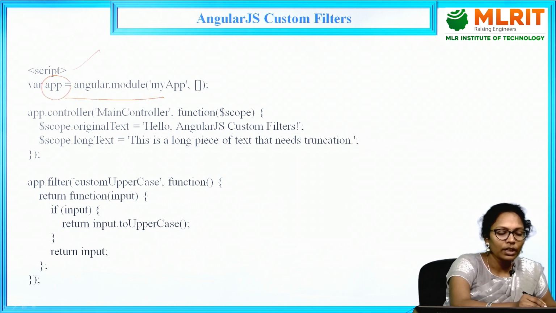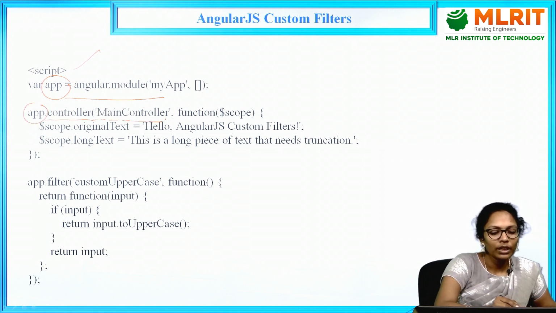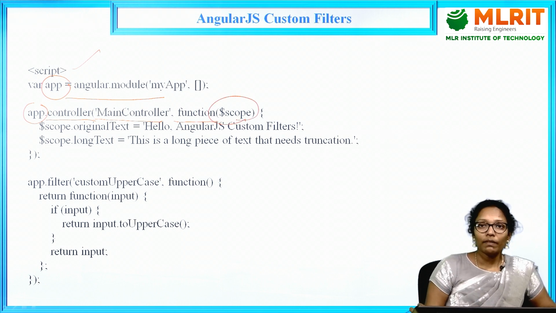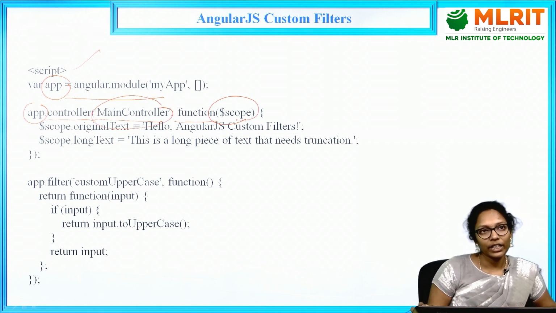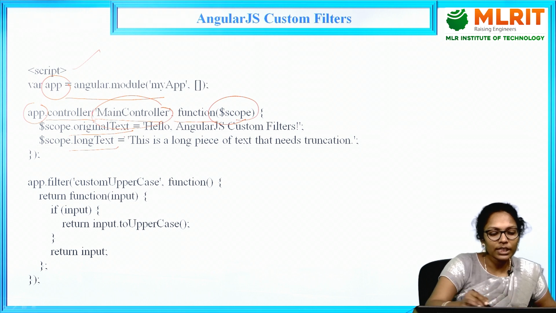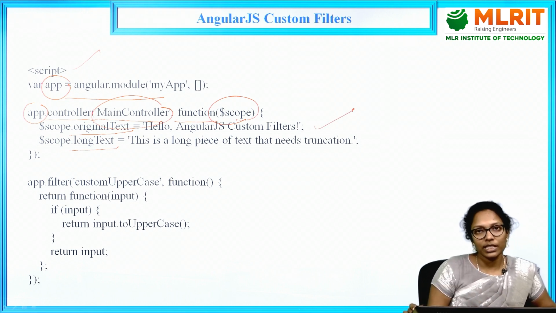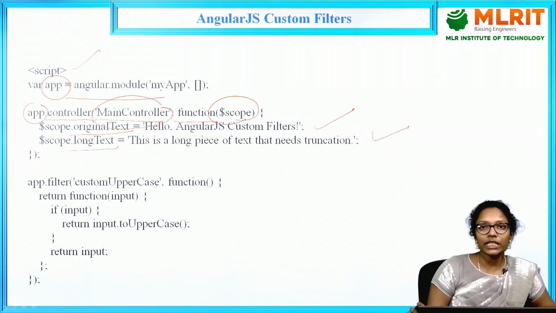Now in the script, I am creating a module. The reference of this module is app. For this app, I am creating a controller. We know the name of the controller, and the second one is a function with one predefined parameter $scope, which is an object. The name of the controller should match with the ng-controller name. Now we have two unknown variables, originalText and longText. These two values I am defining. originalText is assigned "Hello AngularJS custom filters", and longText is assigned "This is a long piece of text that needs truncation".